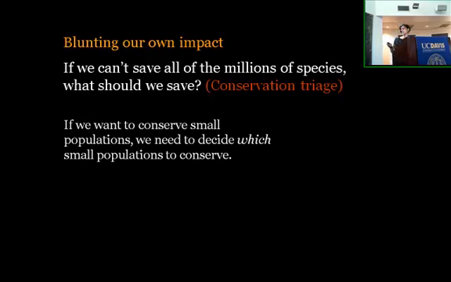So what I'd like to do is just motivate that conundrum for you with a brief introduction from my own research, and then tell you about a few examples of how evolutionary biologists are trying to contribute with creative ideas for how to help guide conservation decision making.